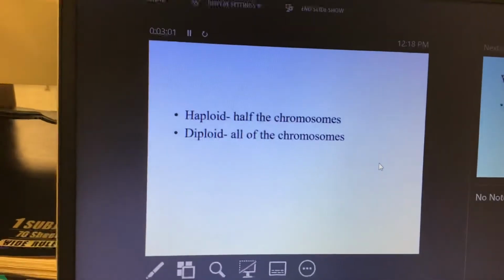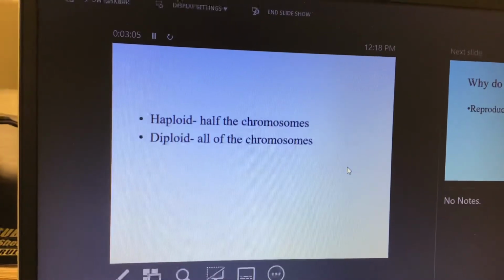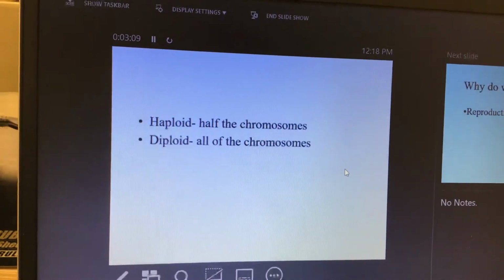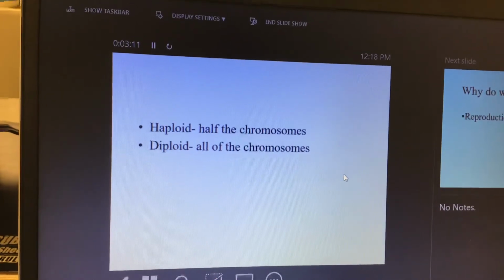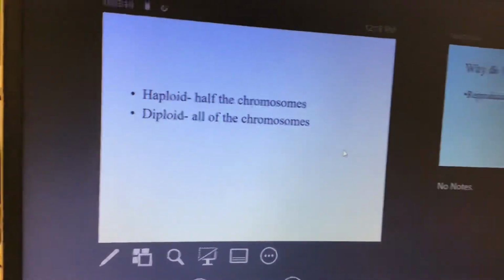This is just in a human. Other things have different numbers of chromosomes. I believe apes have 48 chromosomes. Plants might have like 9 chromosomes, things like that. So humans have 46 total.